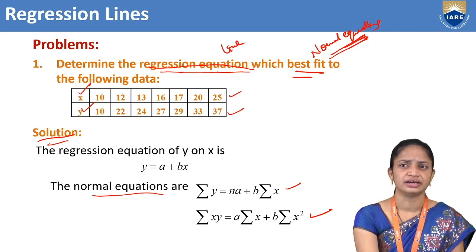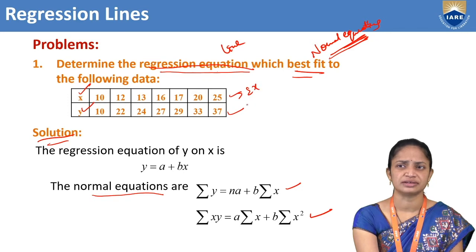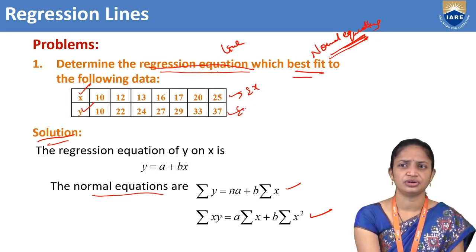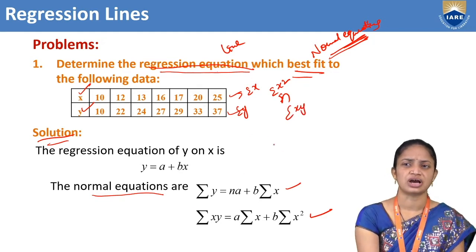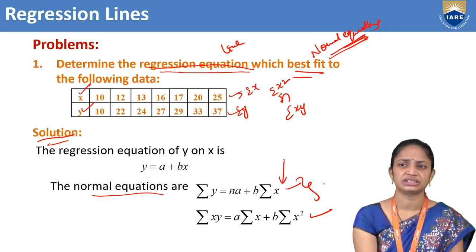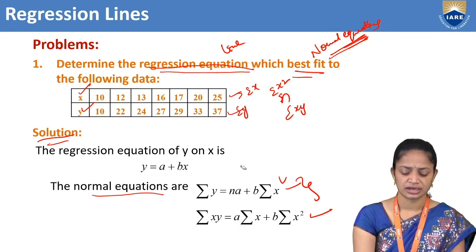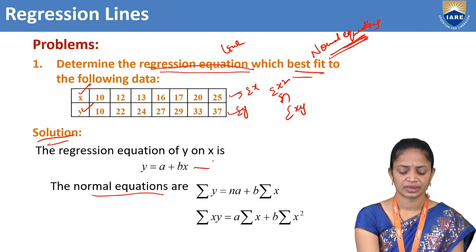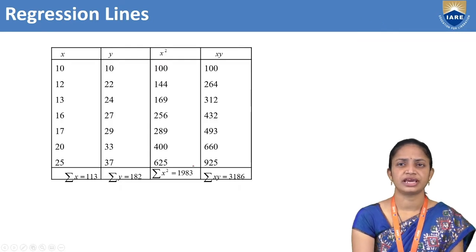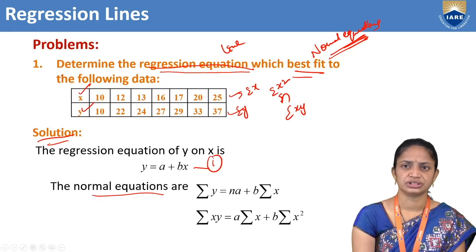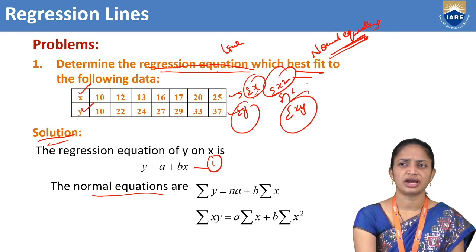Now we need to find summation x, summation y, summation x square, and also the n value, and also summation xy. So we need to find all those values. After that you can substitute, and after simplification you get the a and b values, which you need to substitute in the equation. Let us consider this as equation 1. So coming to the solution, we need to find summation x, summation y, summation x square, xy, and n.